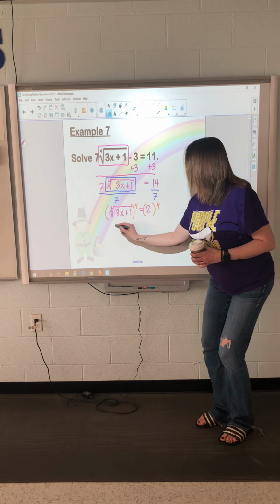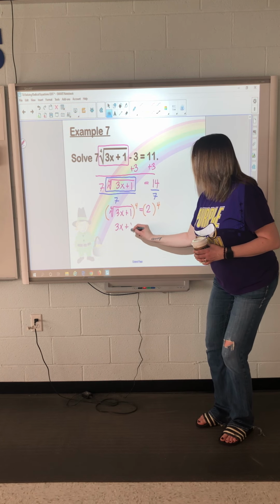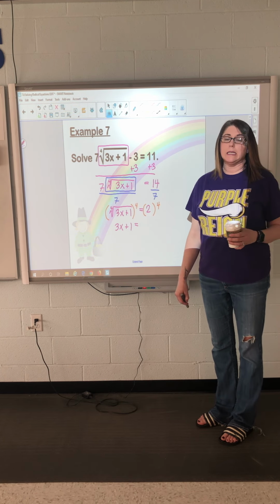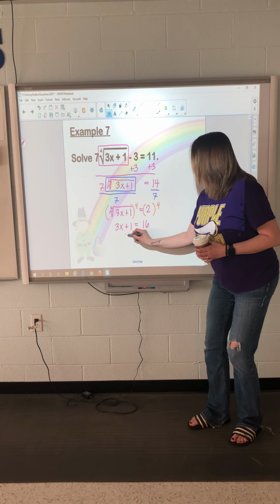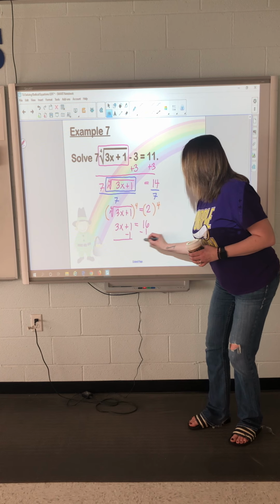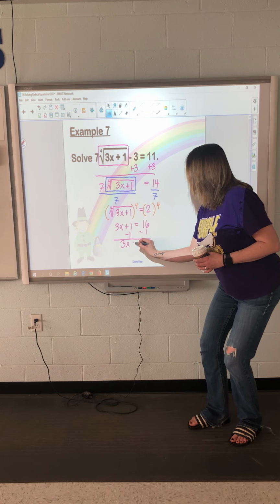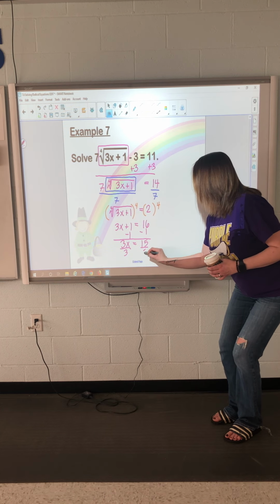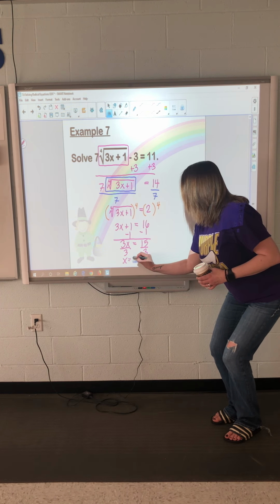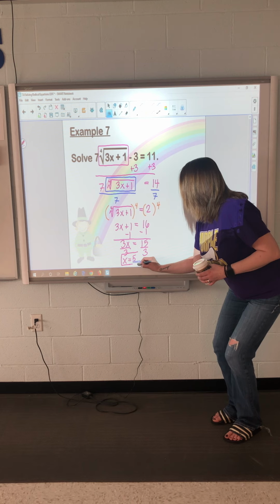My radical sign goes away completely, which brings out the 3x plus 1. 2 to the 4th power turns into 16. And now we keep solving as usual. So I'm subtracting 1 from each side. And then lastly, I'm going to do division because I saw multiplication. And I'm going to get that x is 5.